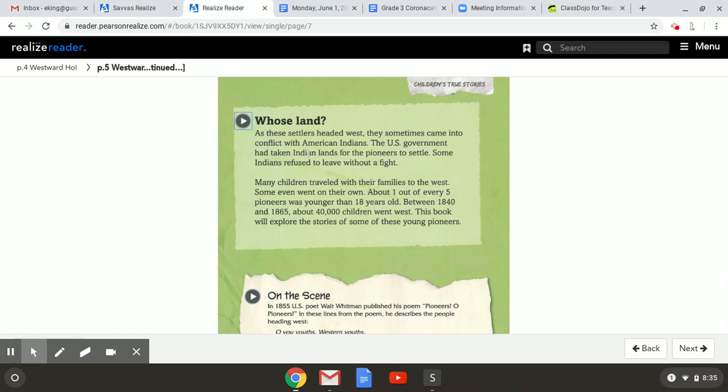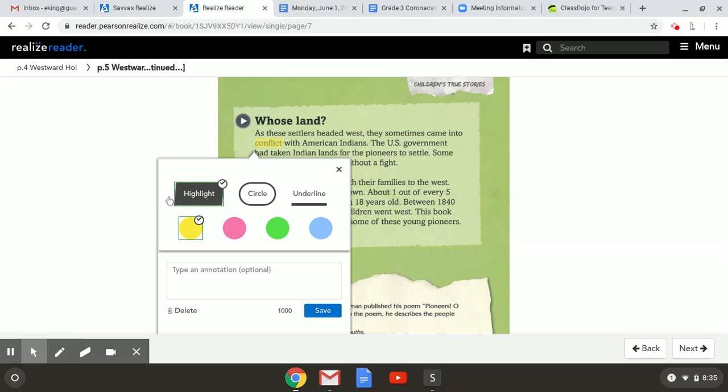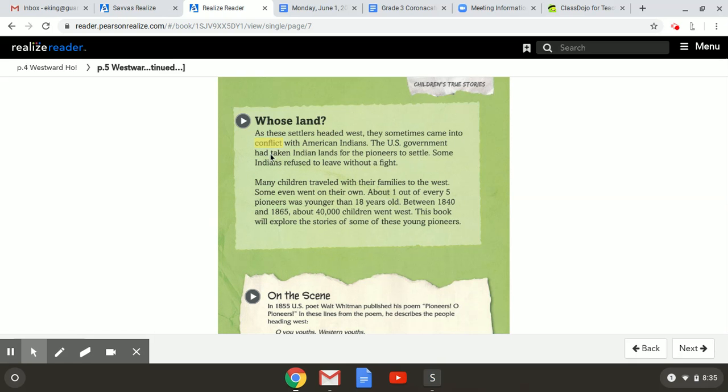Up here, it talks about how some of the settlers heading west got into conflict with the American Indians. That's going to be one of our vocabulary words today. And what conflict means is just that it's like a serious disagreement or an argument with the American Indians, because the Indians were there first, but these settlers were heading west and they were taking over their land. And the government took the land away from the Indians, so they were very mad. So they would get into fights or conflicts with the settlers that were coming.